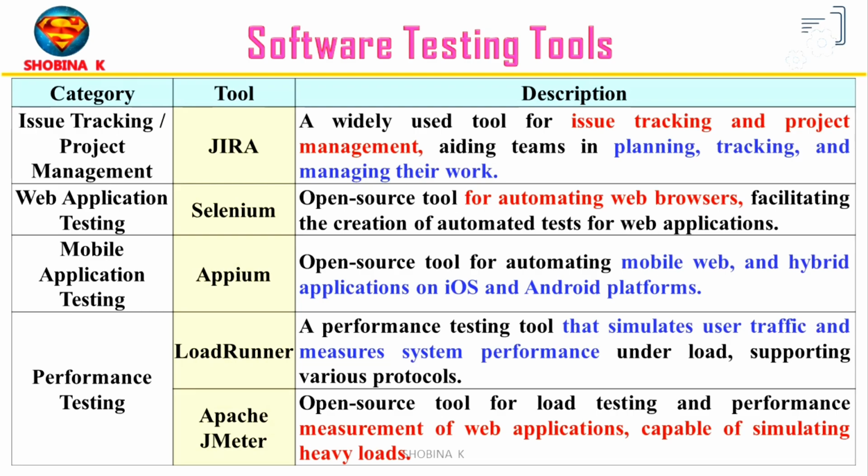Next, LoadRunner. It is developed by Micro Focus. It is an industry standard performance testing tool. It supports protocols like HTTP, HTTPS, SOAP, REST, and more. Next, Apache JMeter. It is an open source performance testing tool which is designed for load testing and measuring performance with focus on web applications. It is platform independent and can run on any environment that accepts Java Virtual Machine. It is capable of simulating heavy loads against a server, network, or application.